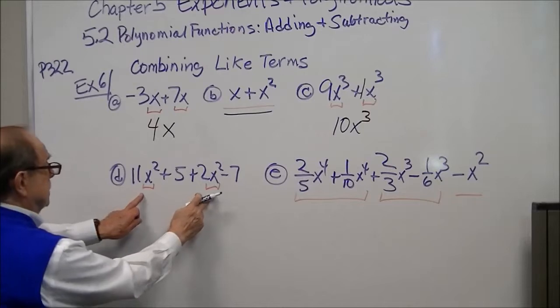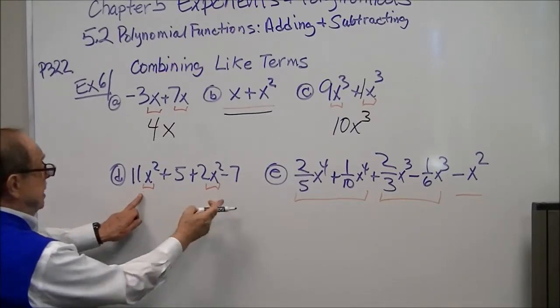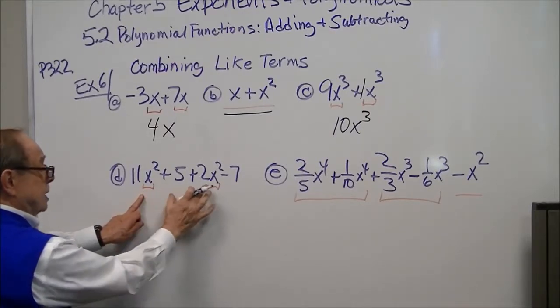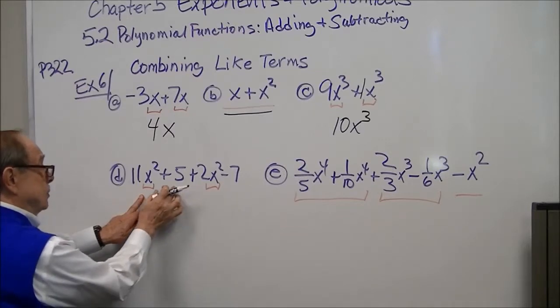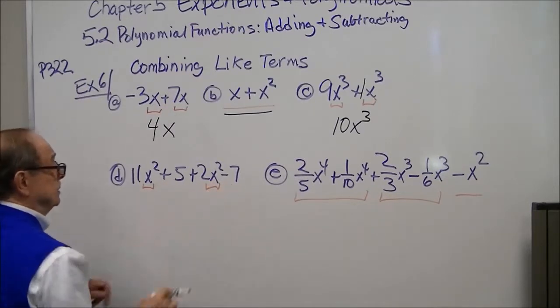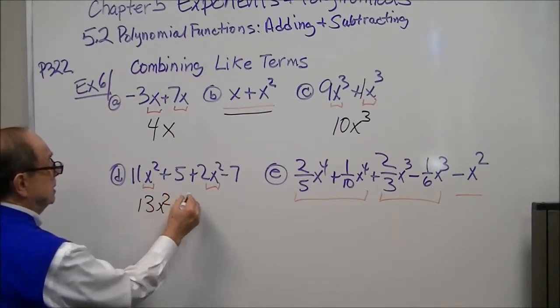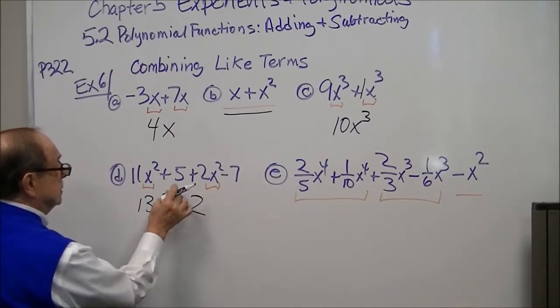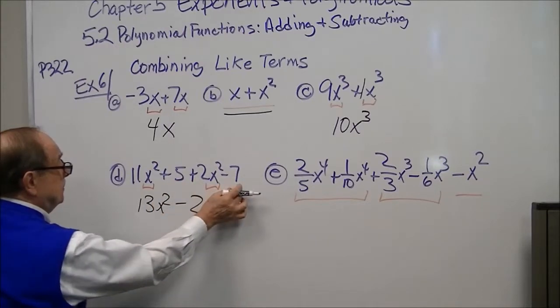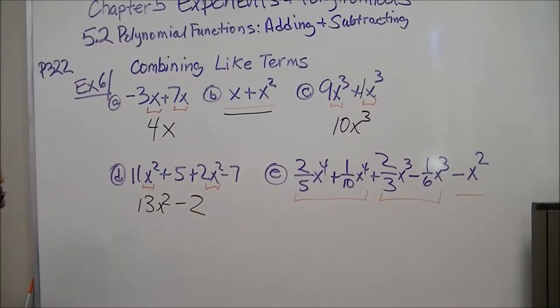Now here it's a good idea to keep your sum method. And again, if I were copying this, I may have written this and then these two together. So this becomes 13x squared minus 2, a positive 5, negative 7.